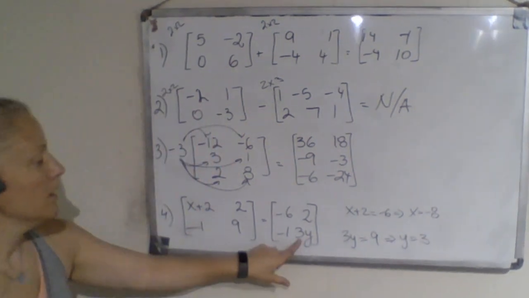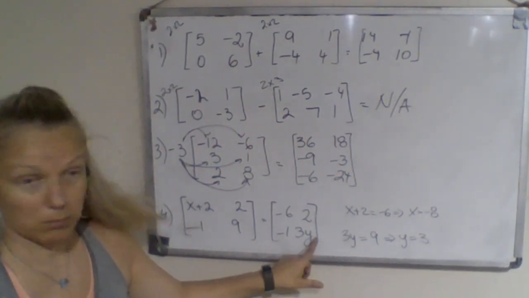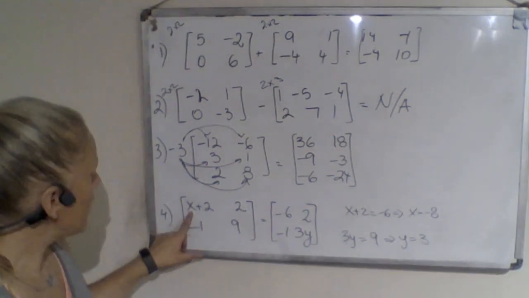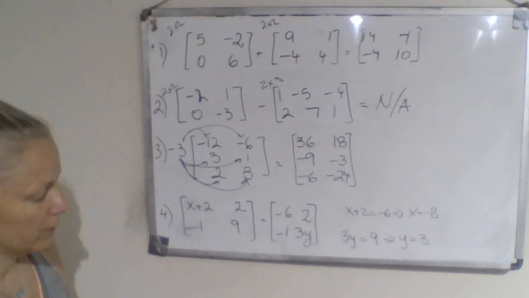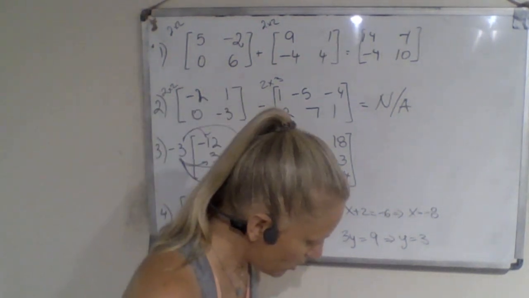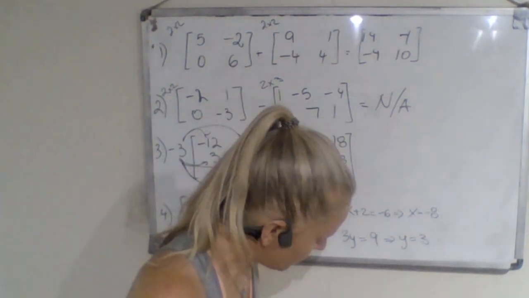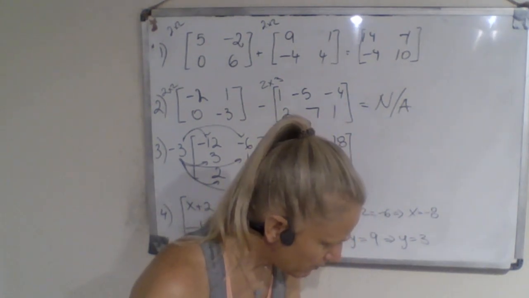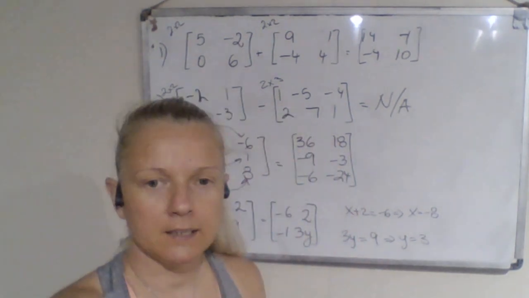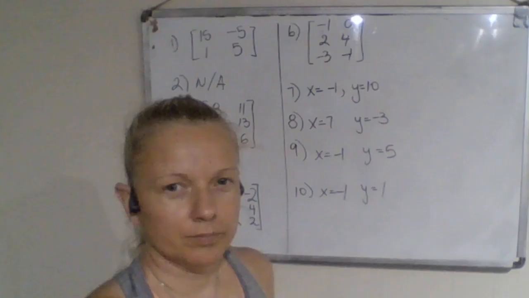I'm looking at this and going, 3 times what gives me 9? 3. What plus 2 gives me -6? -8. That's how we solve this type of problem. I'm going to let you pause the video now, and we're on 240. I'm going to let you work all the way 1 through 10. Some of them are not possible, and then restart the video and see the answers.